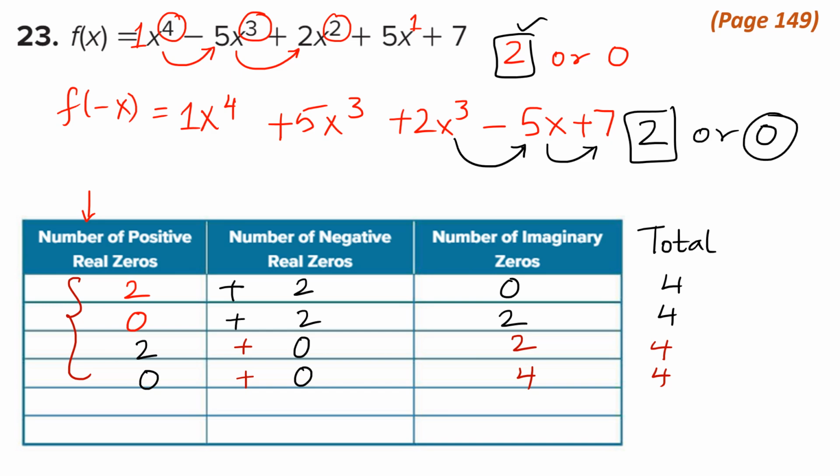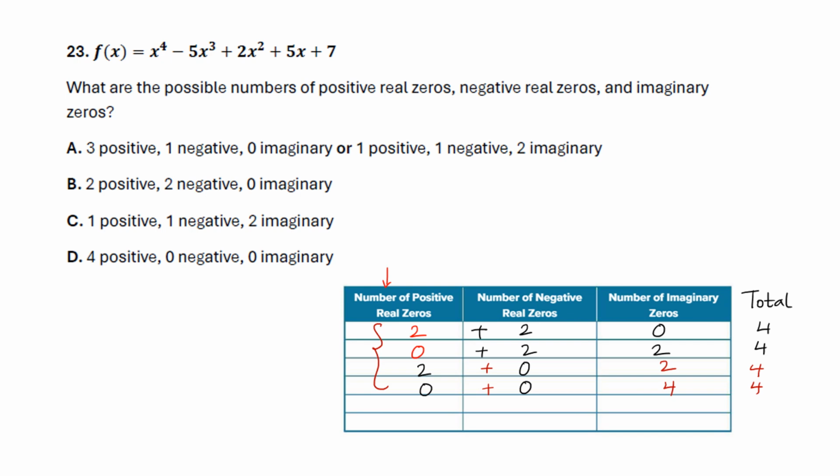So in this, if you get a multiple choice question, you will have more options to select. Let's see how the multiple choice can come. What are the possible numbers of positive real zeros, negative real zeros, and imaginary zeros? So these are the options we get. Let's see which one is matching.